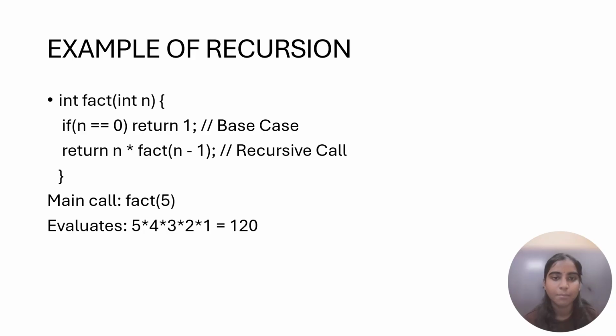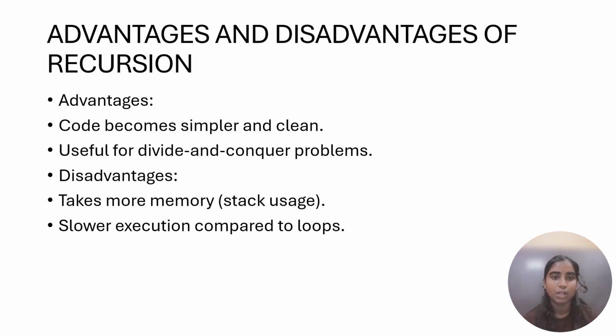So, here is an example of recursion. If n equals 0, return 1. This is the base case. Return n times fact of n minus 1. This is the recursive call. Here is the output of this program: if the input is 5, it prints the factorial of 5, that is 5 times 4 times 3 times 2 times 1. The value is 120.